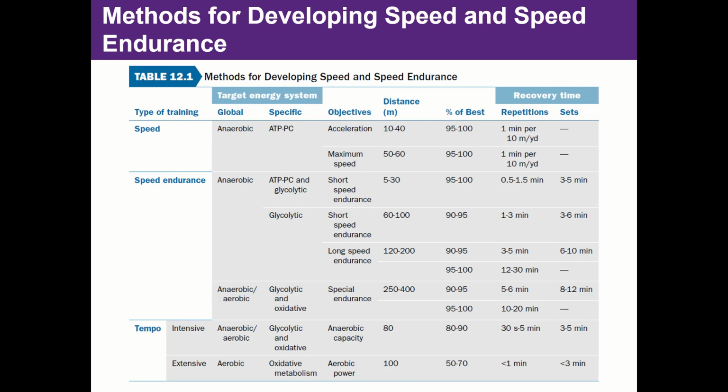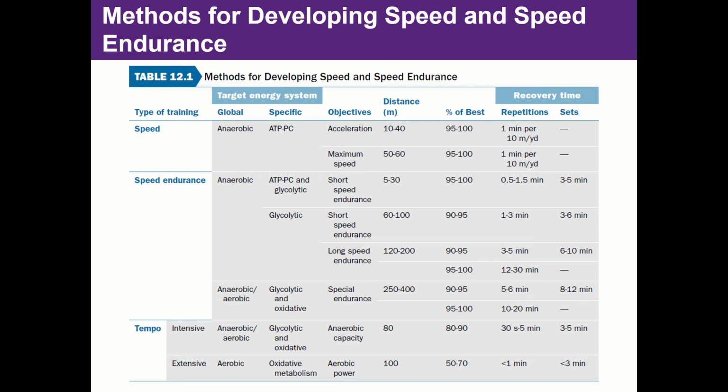In terms of developing speed and speed endurance, this is a handy little chart I threw on here. I won't talk about it too much, but it gives you some idea for speed development: if you want to work on acceleration, you've got pretty short distances and pretty high intensities. They don't talk about work-rest ratios here, but with acceleration training, you're going to have fairly long work-to-rest ratios, meaning pretty short work periods and really long rest periods to allow the phosphocreatine system to recover.